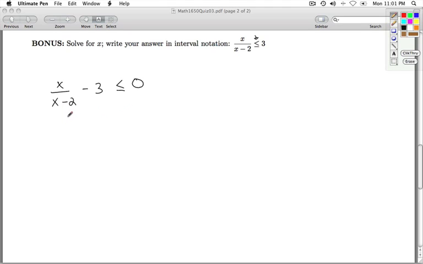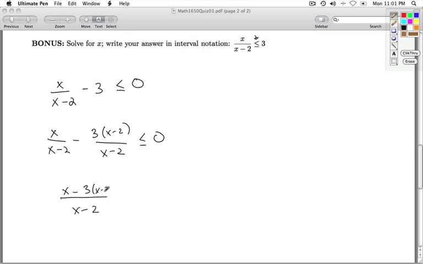The next step is to find our critical values. To find our critical values, it's most convenient to get this in terms of one fraction, which means we need to get a common denominator. In this case, the common denominator is x minus 2. And so we have x minus 3 times the quantity x minus 2, over x minus 2, is less than or equal to 0. And now we simplify this. Depending on how you were brought up in algebra, we're going to have x minus 3x, so it's minus 2x plus 6.